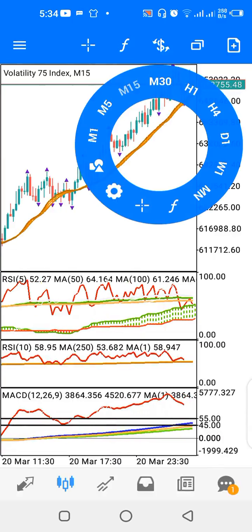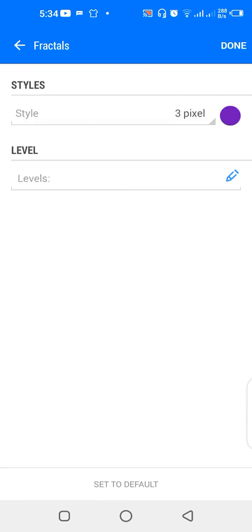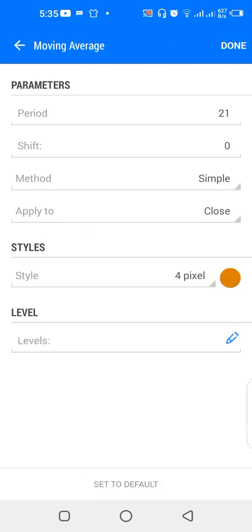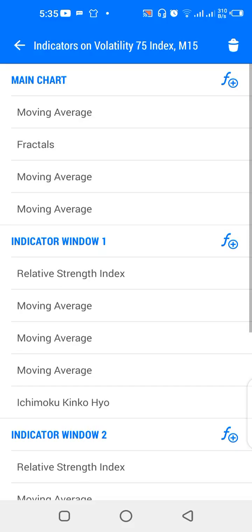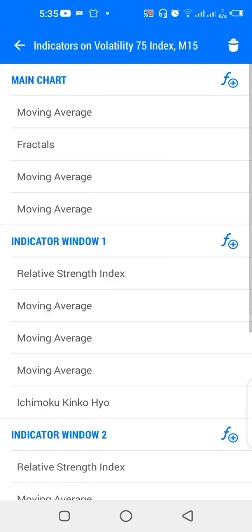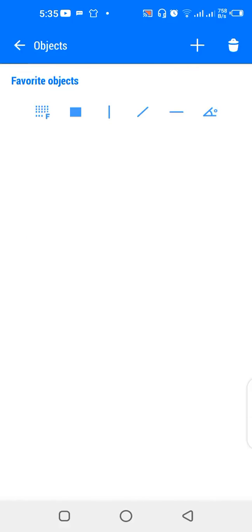Okay, that's for the main chart. We also have fractals to identify your point of price rejection at the support or resistance zone. Then this is a 21 period simple moving average, apply to close, color is also orange. And then we have a 19 period simple moving average, apply to close. Okay, color is also orange. So those are the 3 moving averages you have here.